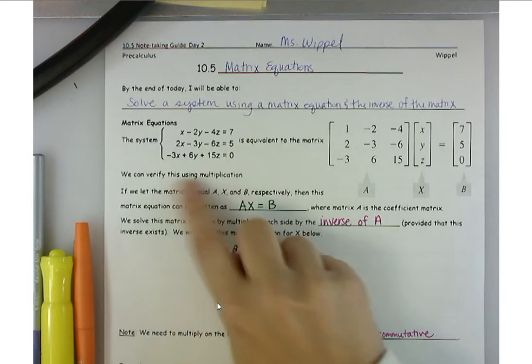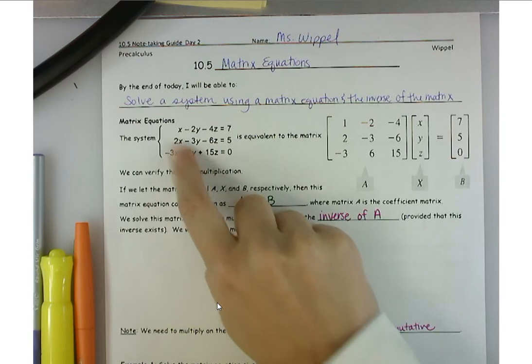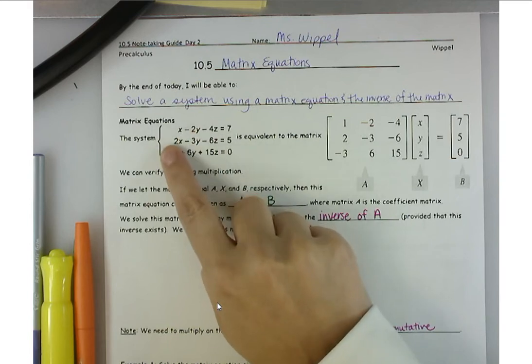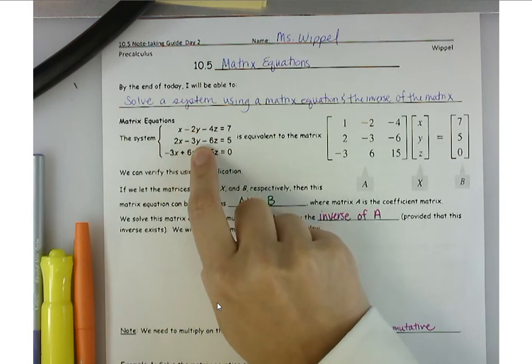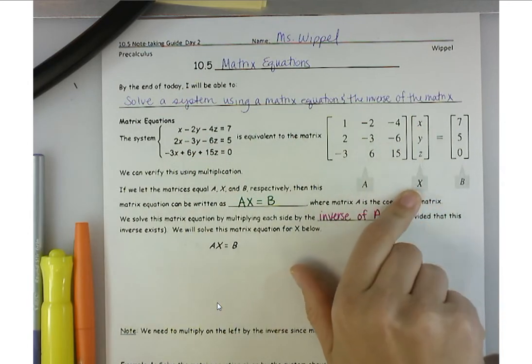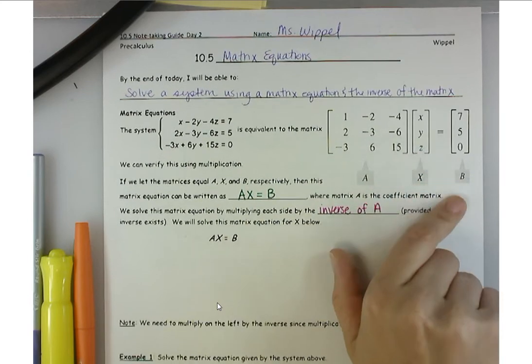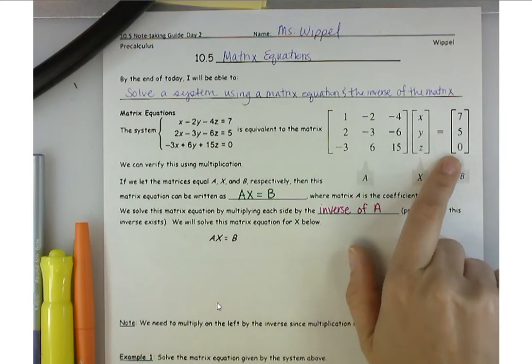Let's look at our system. Yeah, it's just all the coefficients of the variables, right? You have 1, -2, -4, 2, -3, -6. Okay, and then your second matrix is the X, and that's going to contain all of your variables. And then the matrix B is going to contain all of your constant terms.